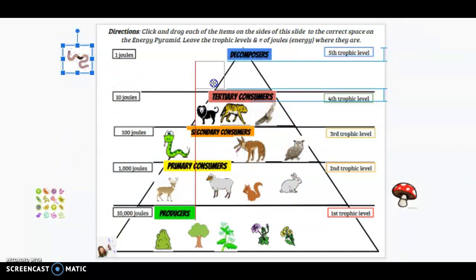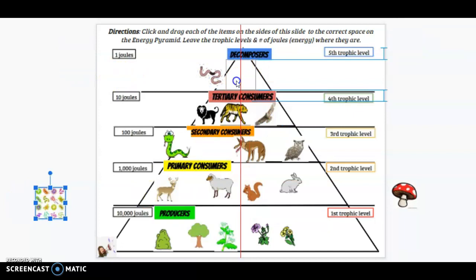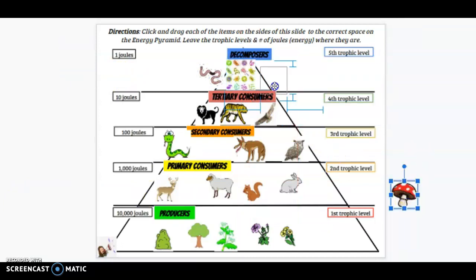Decomposers are the organisms that break down any dead and decaying material. So they go at the top in this case, the fifth trophic level, because they can break down any of the bottom layers that need to be broken down. So those are the answers for slides 2 and 3.